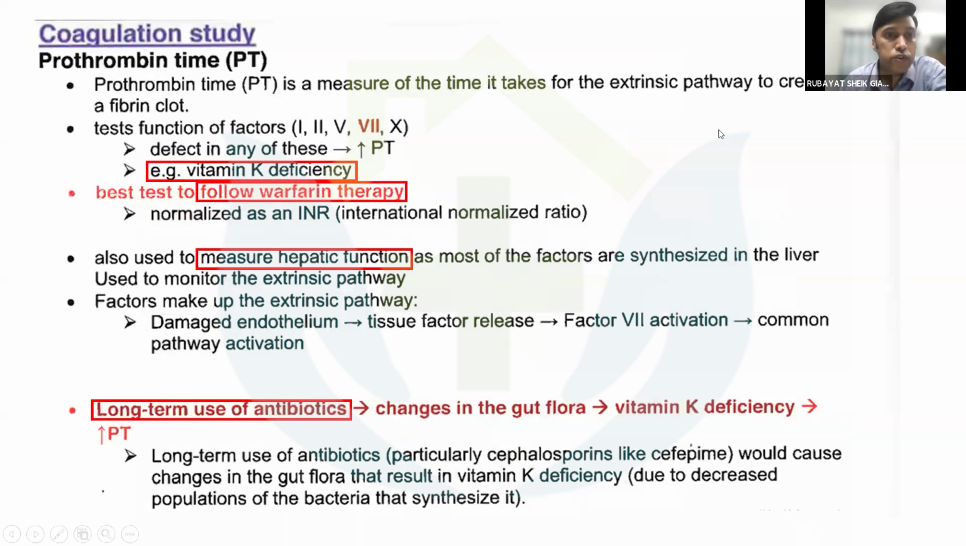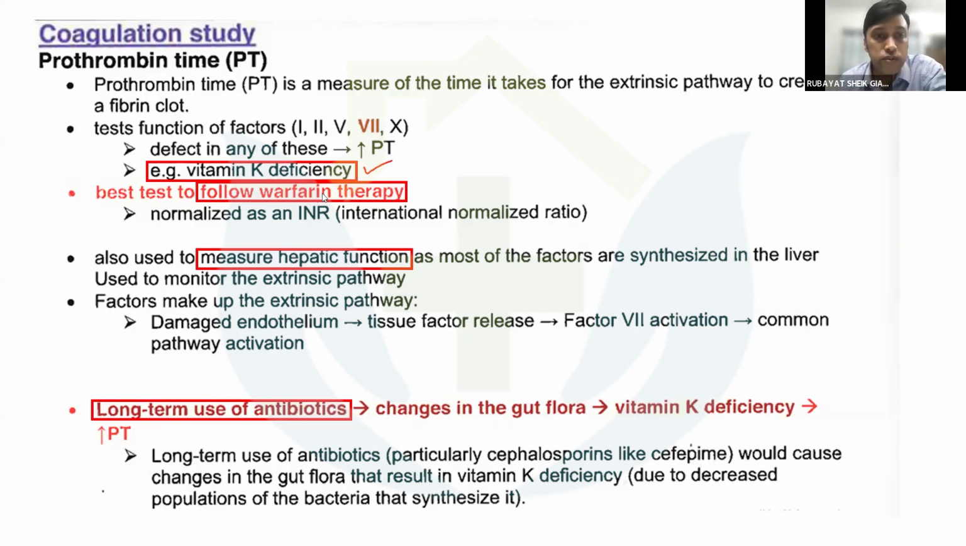As I told you, prothrombin time is a measure of the function of the extrinsic pathway. The factors involved in the extrinsic pathway are 2, 5, 7, and 10, mainly 7. So these are vitamin K dependent clotting factors. Deficiency of any of these factors or deficiency of vitamin K, for example, in liver disease, would increase the prothrombin time.